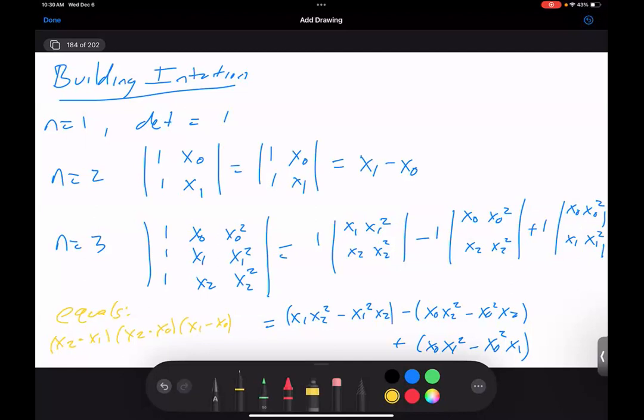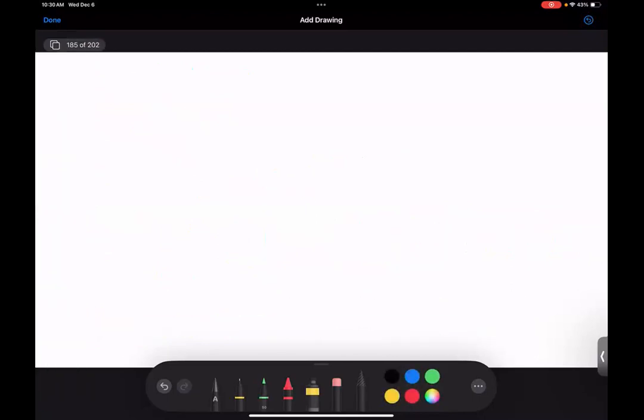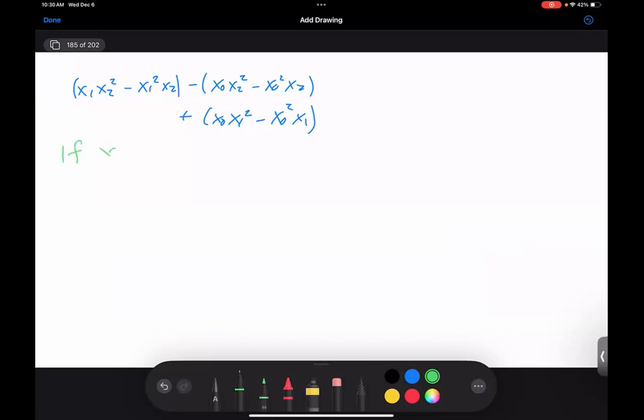I'm sorry? Isn't one x0 times x2 minus x0 times x2? Wait, but if x1 equals x2. Oh, I got you. Yeah, that makes sense. My bad. No problem. So here. Let's see if I can copy it. So if x1 equals x2, the first term is 0, second and third cancel.